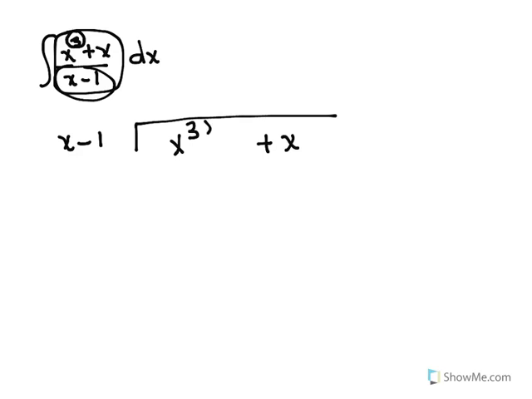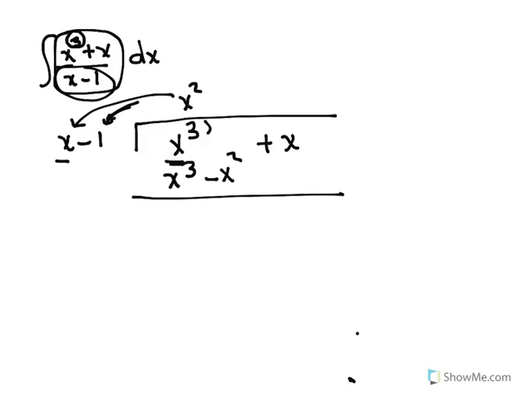So here we go. I'm going to take the x to the third and divide it by x. And of course, if you divide those two, you get x squared. Now you're going to multiply by each one of these two terms. So x squared times x gives me an x to the third. I'm going to place it right here below this x to the third. And x squared times negative 1 gives me negative x squared. So I'm going to subtract these, and because I subtracted, I'm going to change the signs here. That means I'm subtracting, okay?